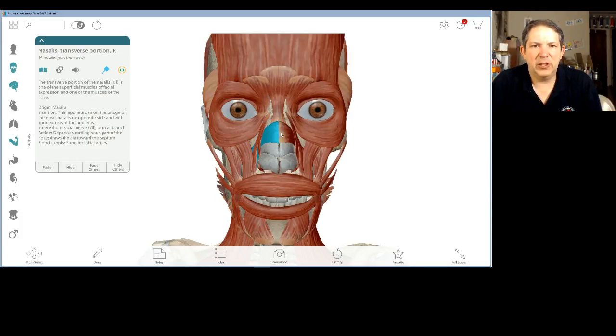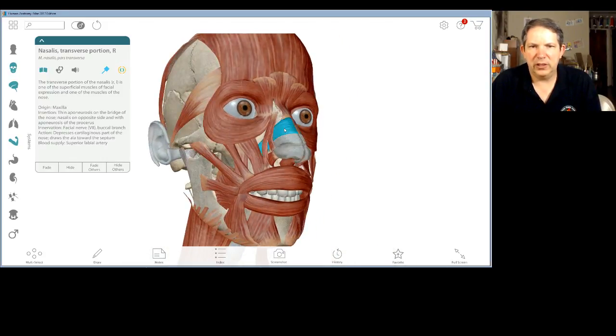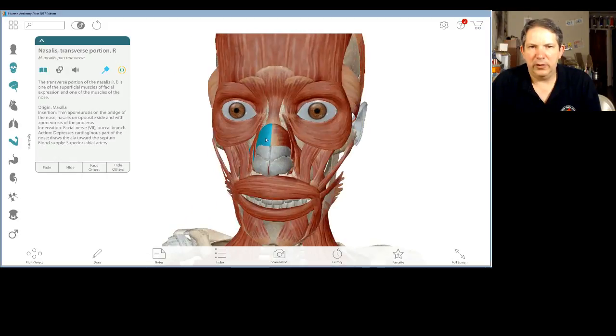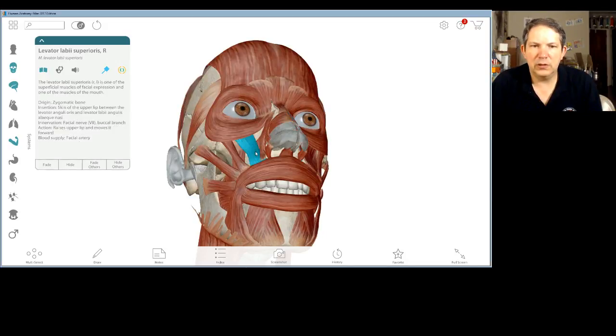The nasalis muscle, doing some funny depression of the cartilaginous part of the nose here, twitching your nose kind of, your little bunny rabbit muscle here, along with the procerus muscle, but the nasalis muscle is good enough for us. Most of these muscles I'm going to skip. We have zygomaticus major and minor.